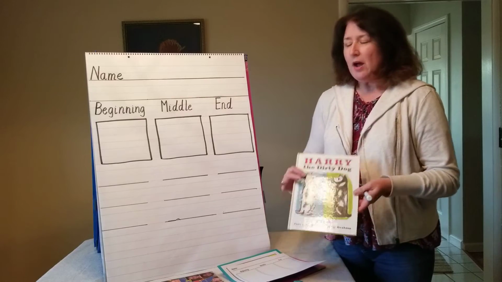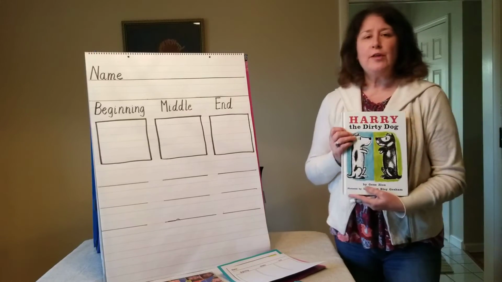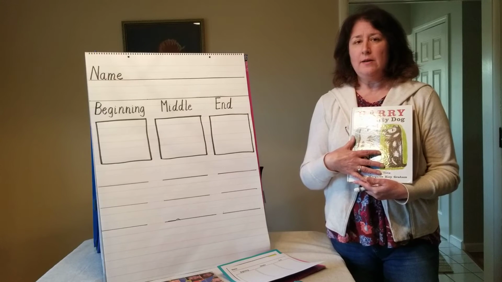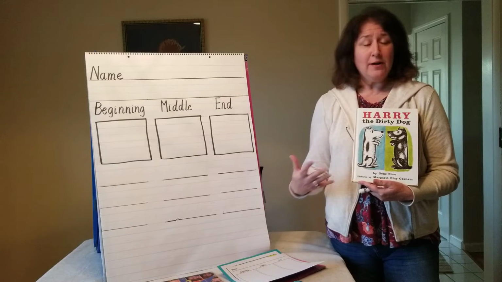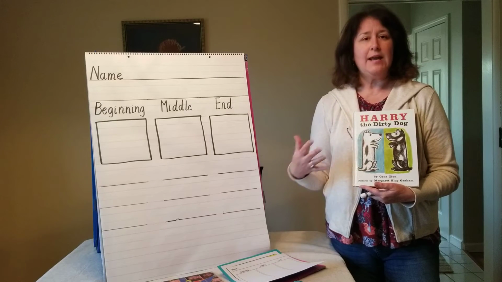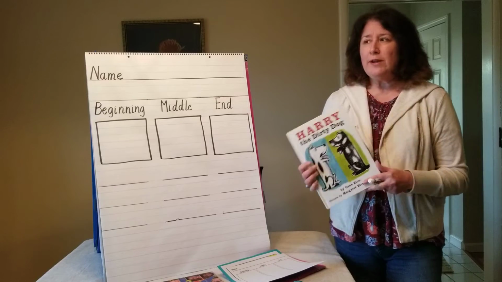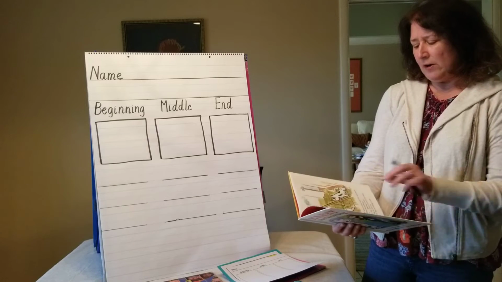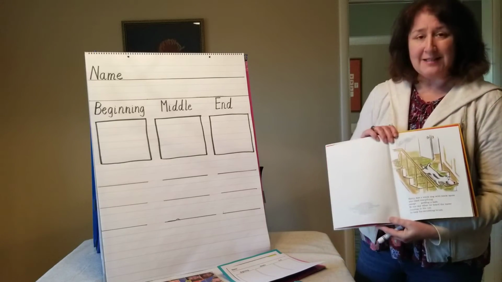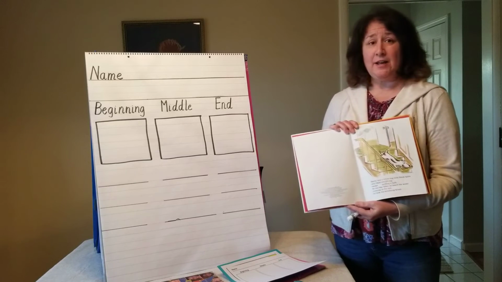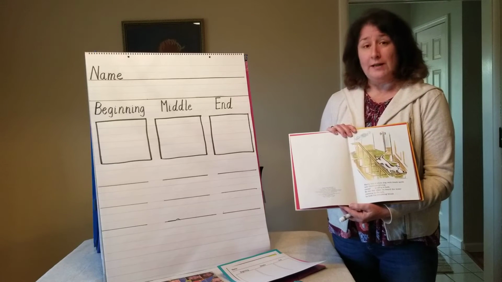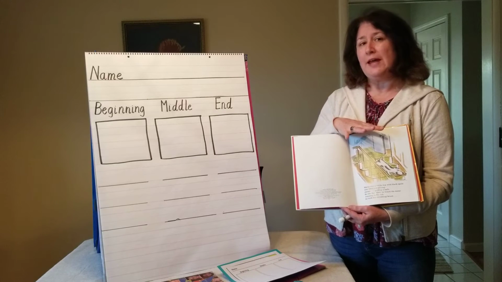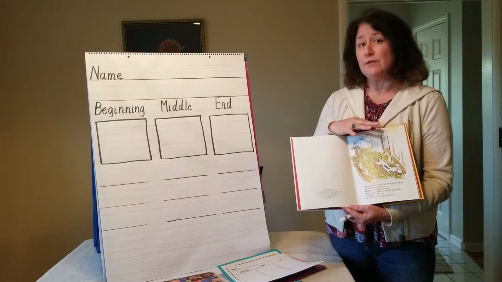Okay, so I want to go back to the story, Harry the Dirty Dog, and I want you to think about what happens in the beginning of this story, okay? Who are the characters at the beginning of the story, and where is the setting, and what is going on? So if we think back to the beginning of Harry the Dirty Dog, we learn that Harry is a white dog with black spots, and he hates taking a bath. So what does he do? He runs away from home. And that is the most important event, the most important thing that happens in the beginning of this story.